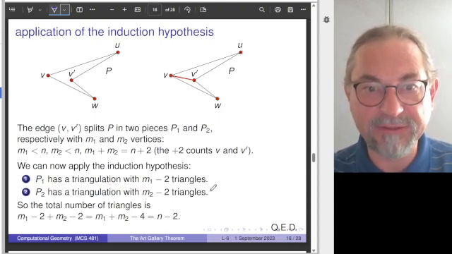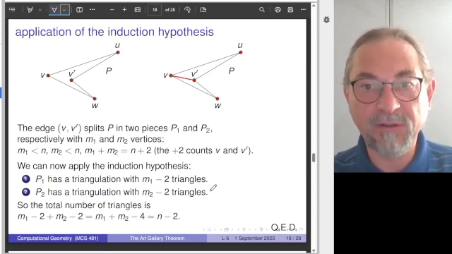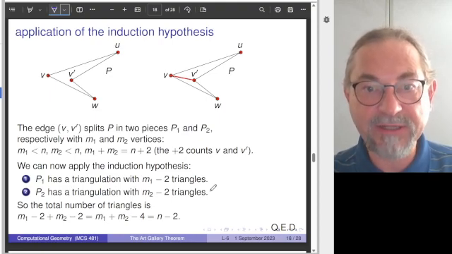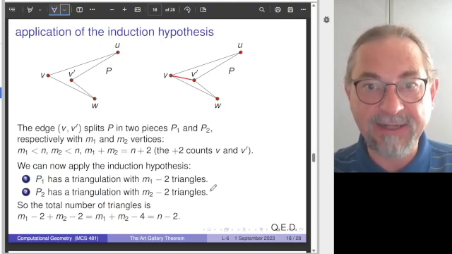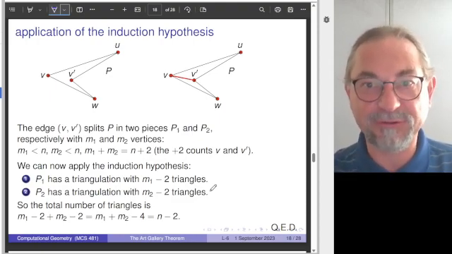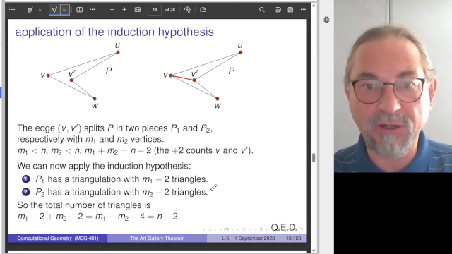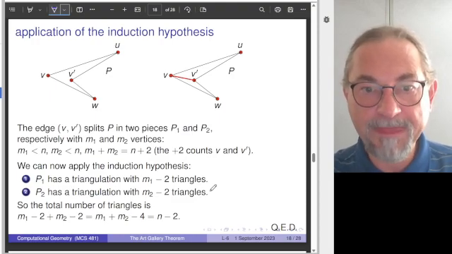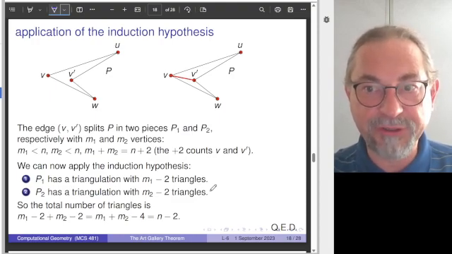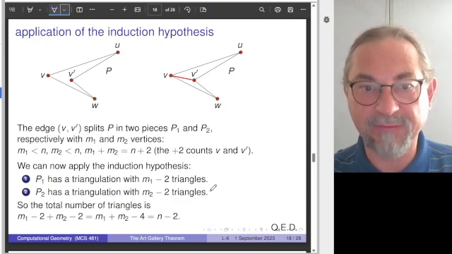Okay, now it's important to do the count. So we have the 2 pieces, P1 and P2, but we have to be careful that V prime, so again this was the anonymous vertex that caused problems, we shouldn't count twice. The sum of the two numbers of vertices of P1 and P2 actually does count V prime and V.